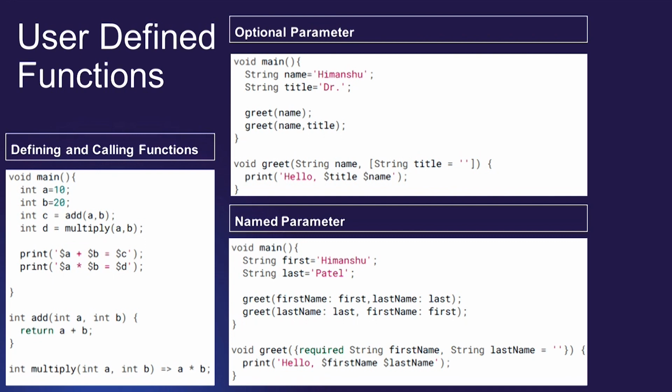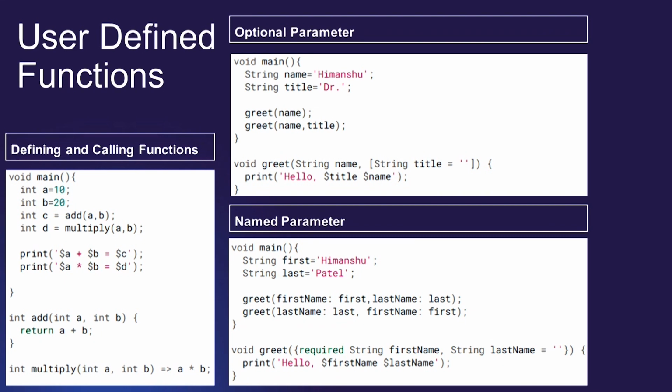So, now I rewrite this greet function. Here you can see on screen that we use the required keyword to specify that this parameter is required. It means first name is always required, but here I write String last name = blank. Whenever I call the greet function inside main, in the first case we write greet(firstName: first, lastName: last).